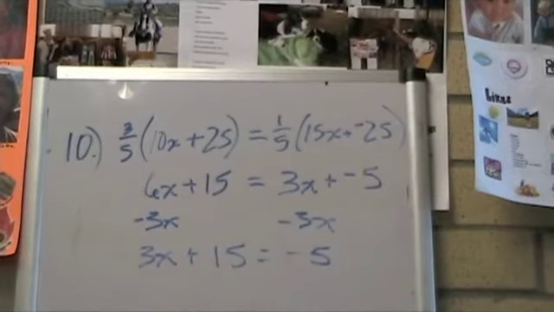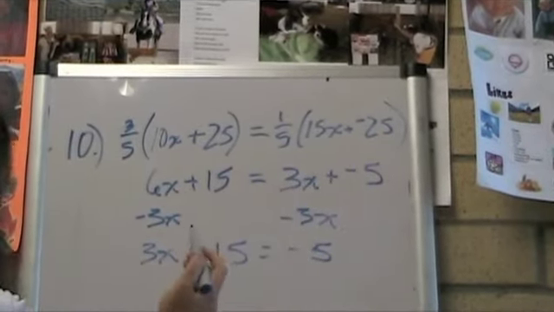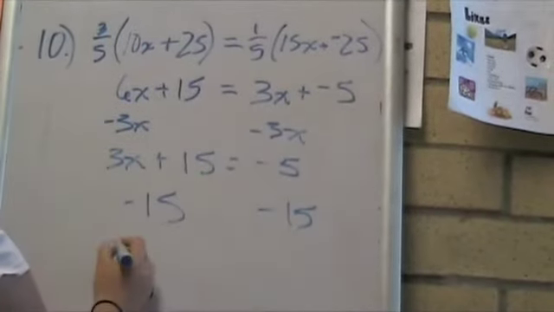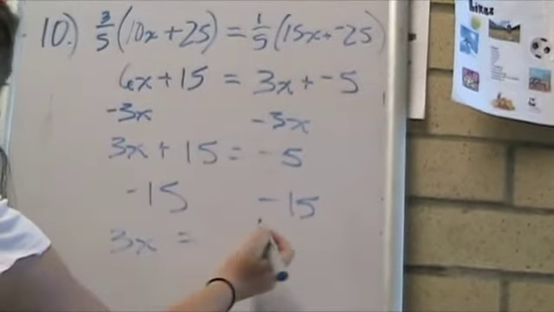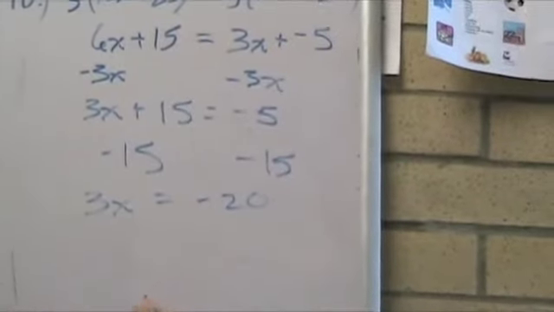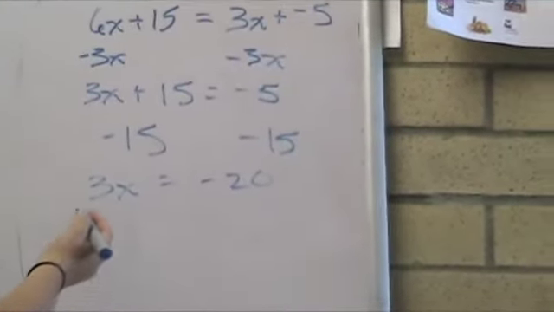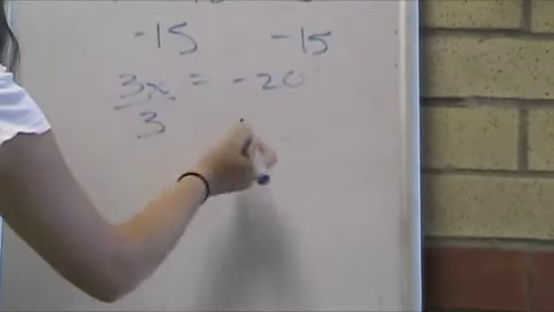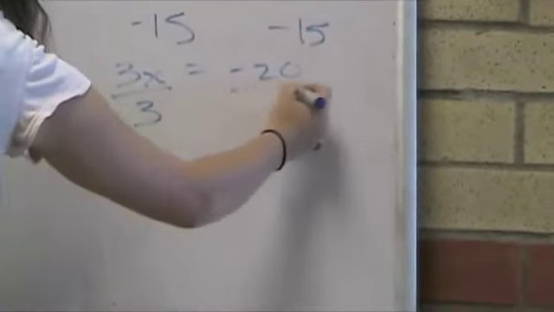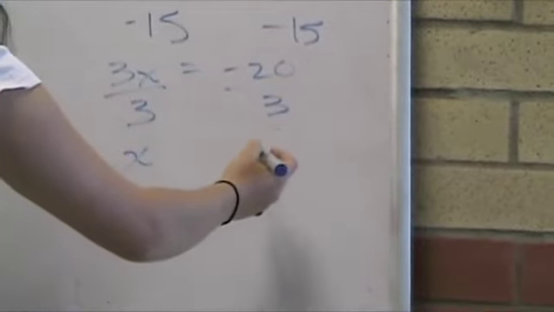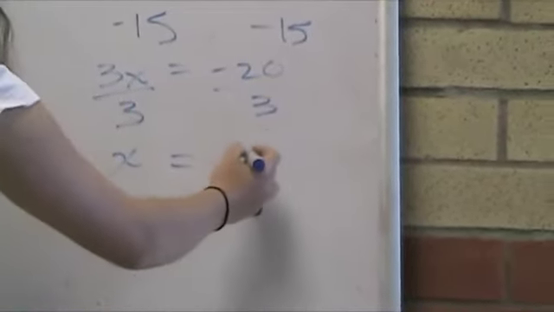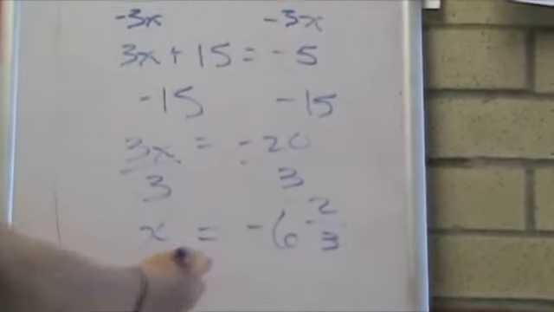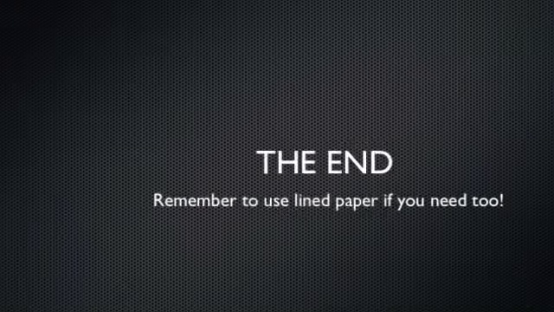Then you're going to take away 15 from each side. So 3x equals negative 20. 3x divided by 3 equals x, and negative 20 divided by 3 equals negative 6 and 2/3. So here's x equals negative 6 and 2/3.